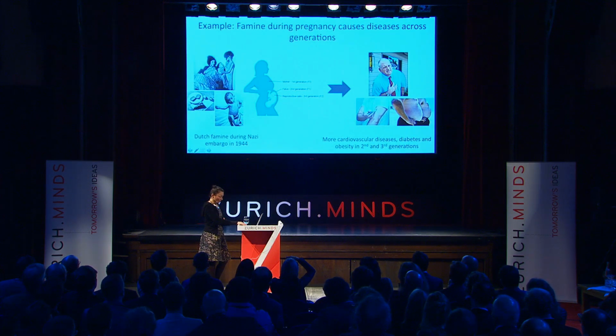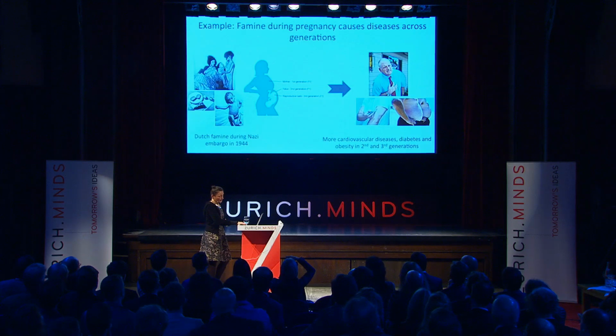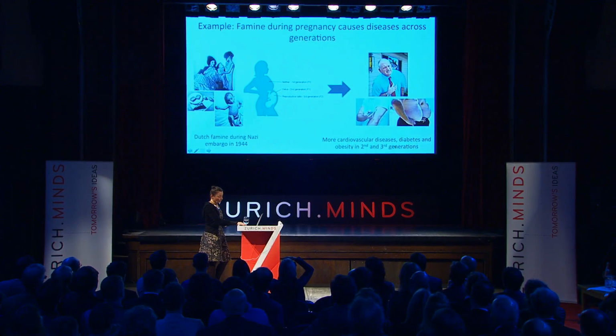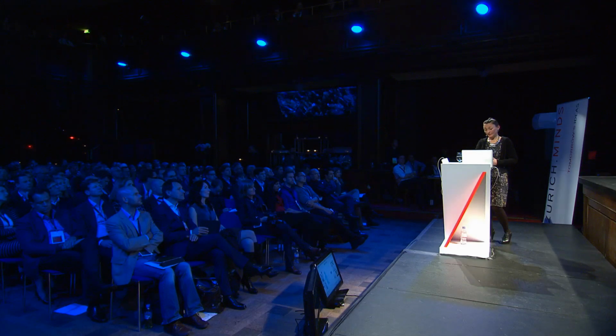And if you consider that a pregnant woman exposed to a lack of food will be affected with this lack of food, but also her baby, but as well the germ cells that her baby carries and who will give rise to the following progeny. And this study showed that people across 2 generations, so in the second and the third generation, had higher incidence of cardiovascular diseases, diabetes, and obesity.